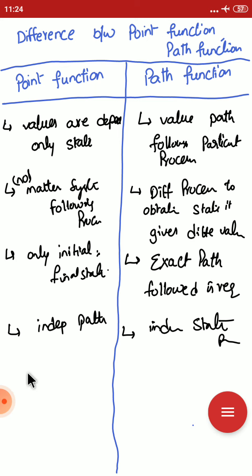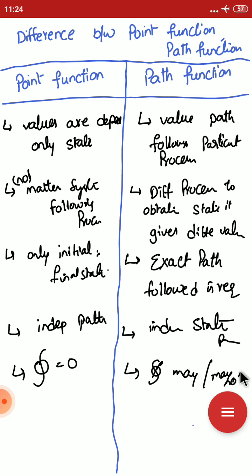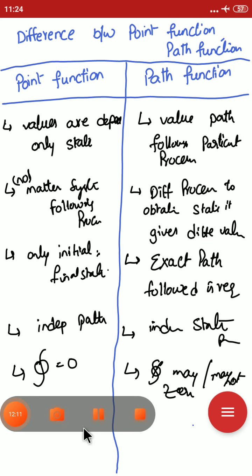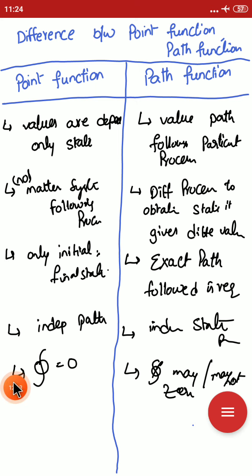For a point function, the cyclic integral is always 0. For a path function, the cyclic integral may or may not be 0. This is a property of the system; this is not a property of the system. This is a property of the system; this is not a property of the system.